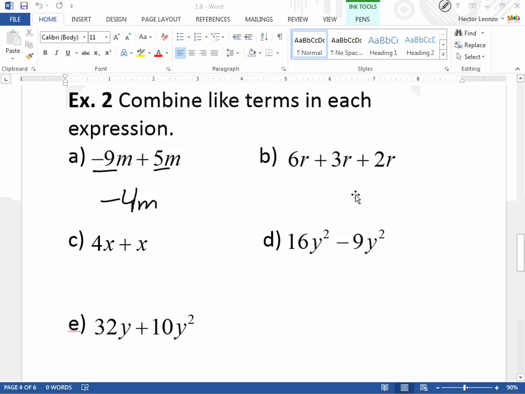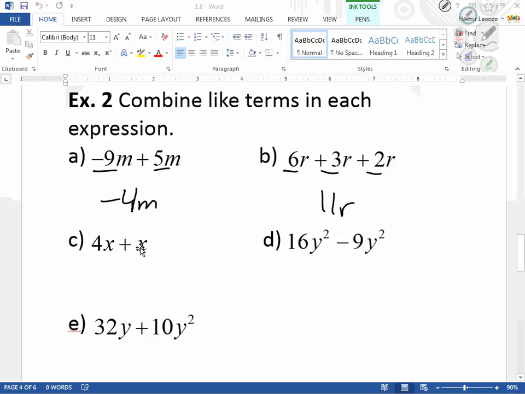The letters are there just for us to know what goes with what. So my answer should be -4m. Here from example B, all of these are R, so I'm going to just add my numbers. 6, remember my coefficient, 6 plus 3, that's 9, and 9 plus 2, that's 11. So I'm going to call this 11R. That's what we call combining like terms.